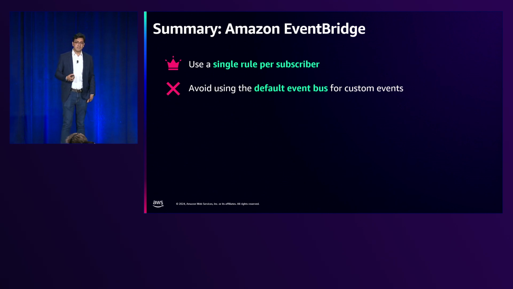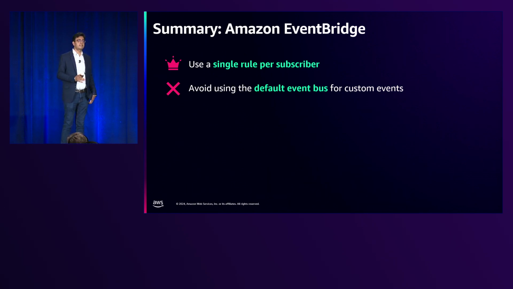Avoid using the default event bus for custom applications, for custom events. EventBridge has two types of event buses: one is default and one is custom. By default, when you log on to the AWS Amazon EventBridge console, you will see the default event bus, and for a custom application you need to create one.